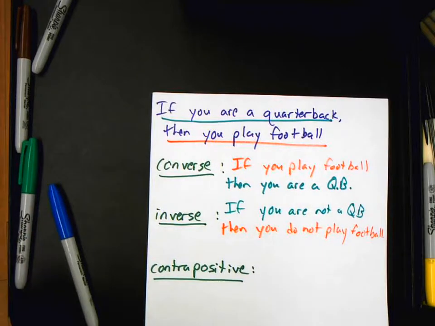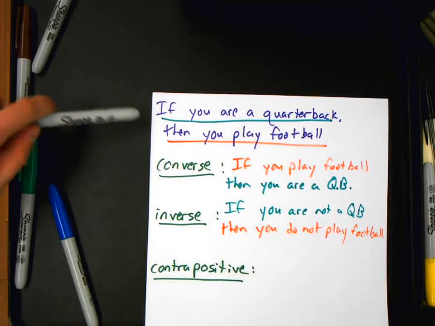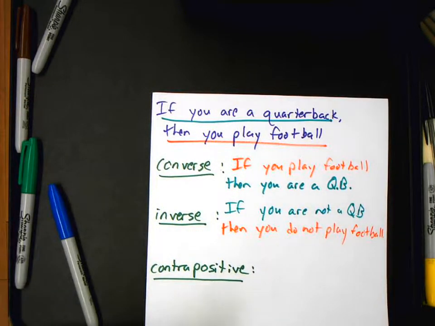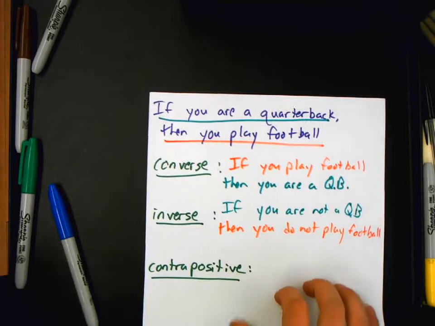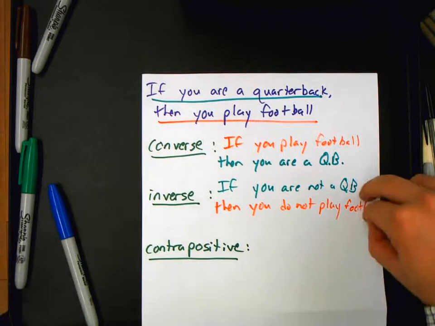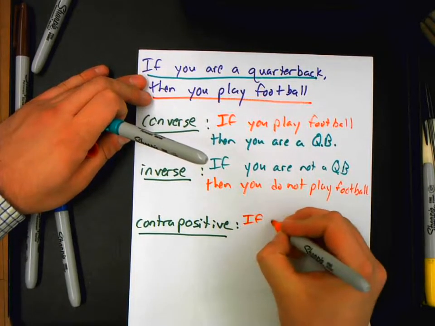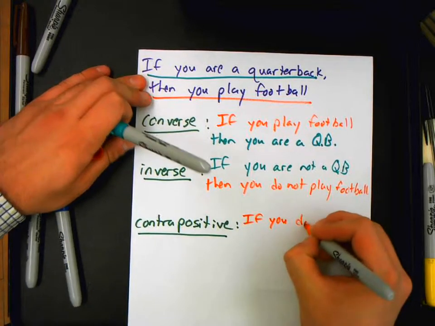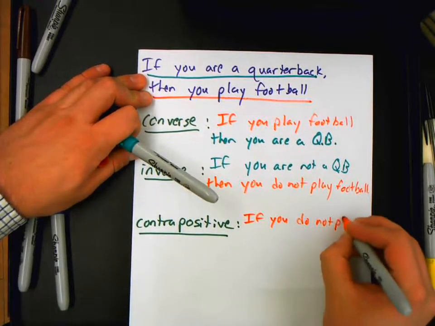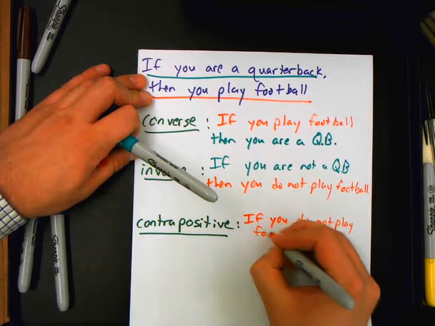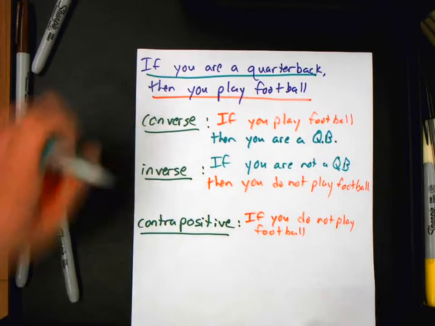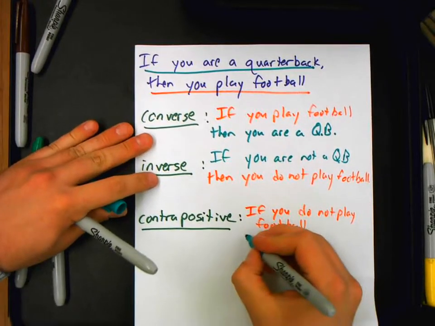So again, all you are doing is keeping your conditional the same to get your inverse. You're just putting your not in front of them. Now the contrapositive is you take your inverse and flip the two. It is an if not your conclusion, then not your hypothesis. So it will read, if you do not play football, then you are not a quarterback.